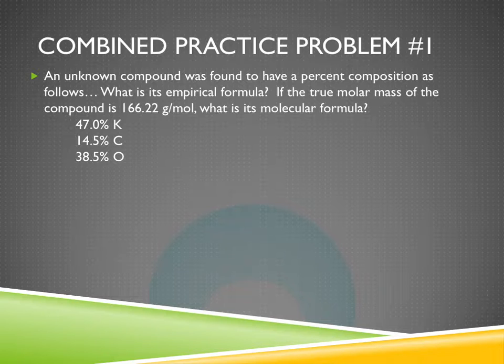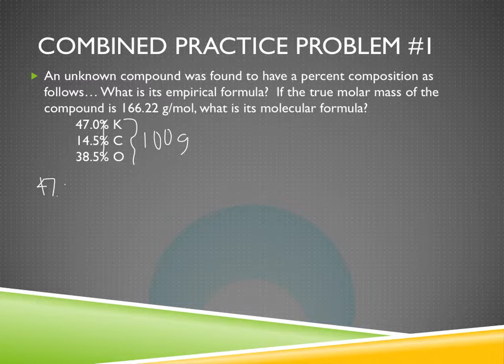So this says an unknown compound was found to have a percent composition as follows. What is its empirical formula? If the true molar mass of the compound is 166.22 grams per mole, what is its molecular formula? So backing up to empirical formula jargon, we need to first assume 100 grams. So each of these percent signs is going to become a gram symbol.